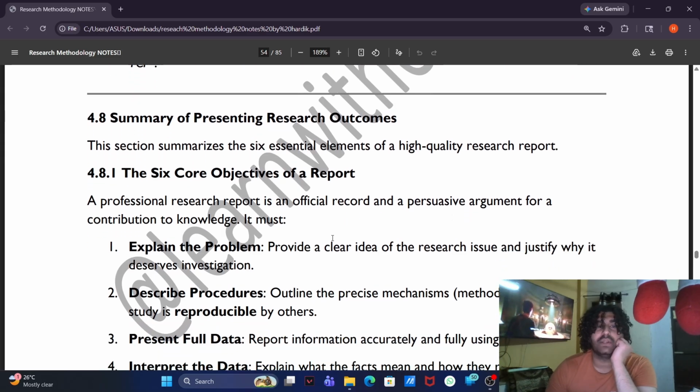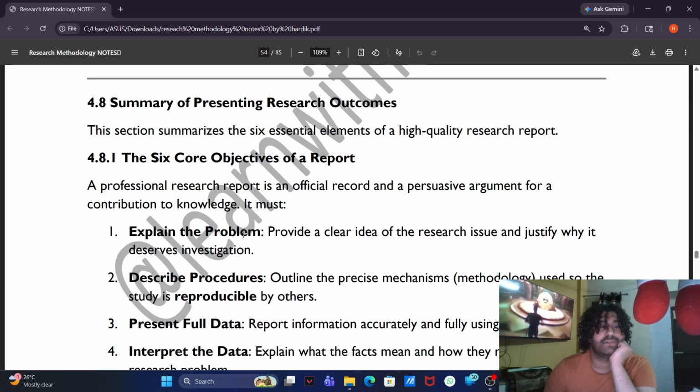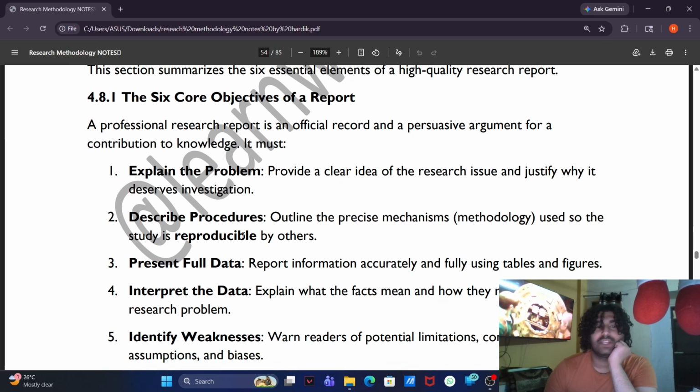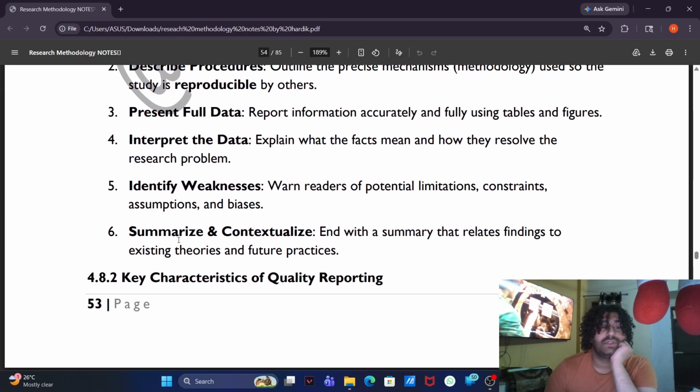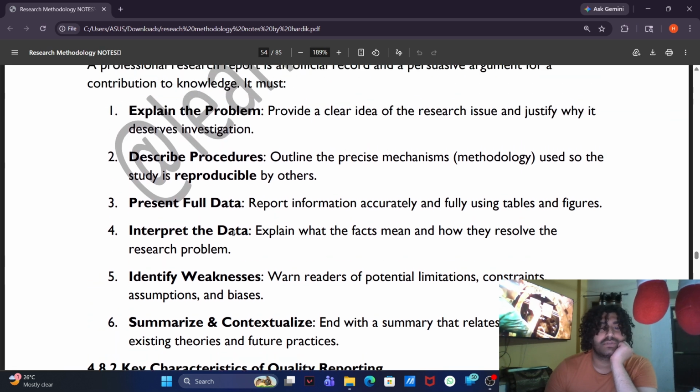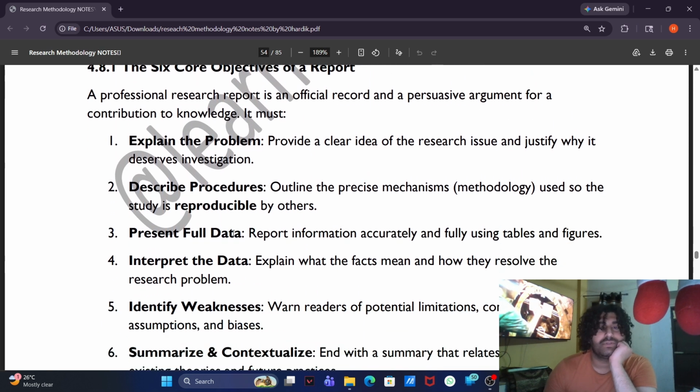This section summarizes the six essential elements of a high quality research report. The six core objectives of our report are: a professional research report is an official document and a persuasive argument for contribution to knowledge, and it must explain the problem, describe procedures, present full data, interpret the data, identify weaknesses, summarize, and contextualize. Let's go through them one by one.